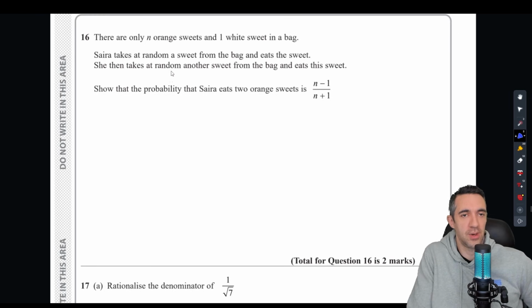Okay, what have we got? 2 marks, only 2 for this one. So there are n orange sweets and 1 white sweet. So n orange, 1 white sweets in a bag. Sarah takes at random a sweet from the bag and eats it. Nice. Then takes another sweet and eats that one as well. Show the probability that Sarah eats 2 orange sweets is n minus 1 over n plus 1. They're really going to town to make sure you guys know that it's not being replaced here by saying she eats it. Because sometimes you're like, oh, it takes one.